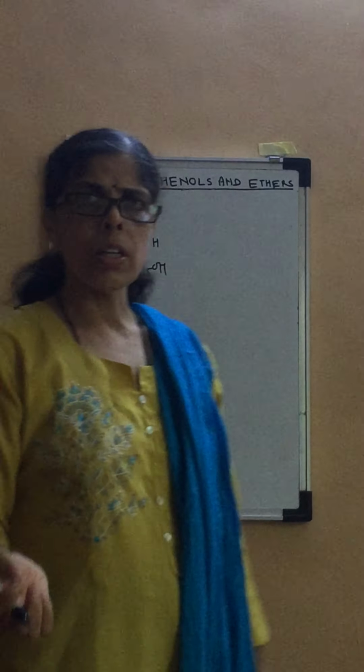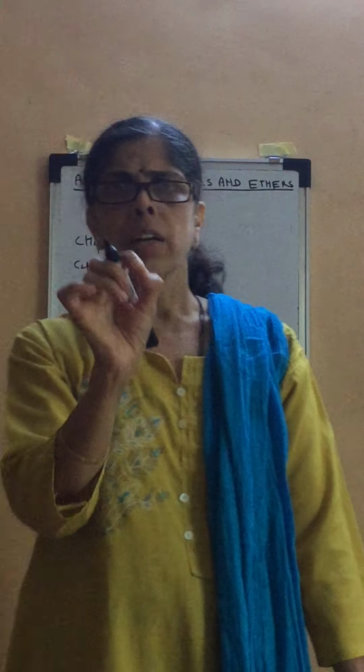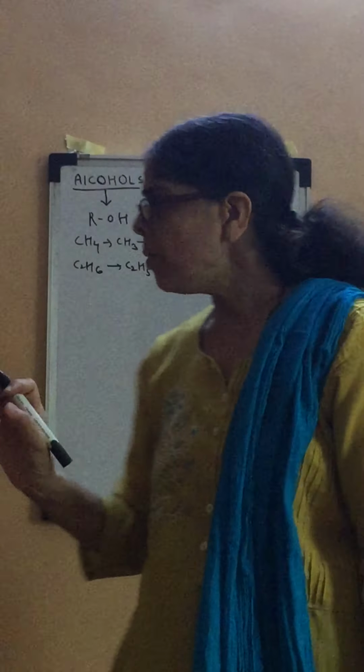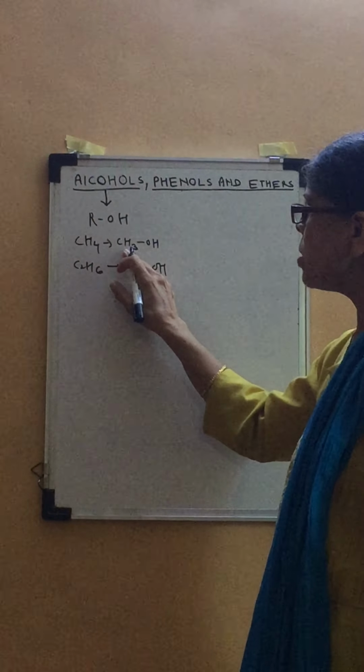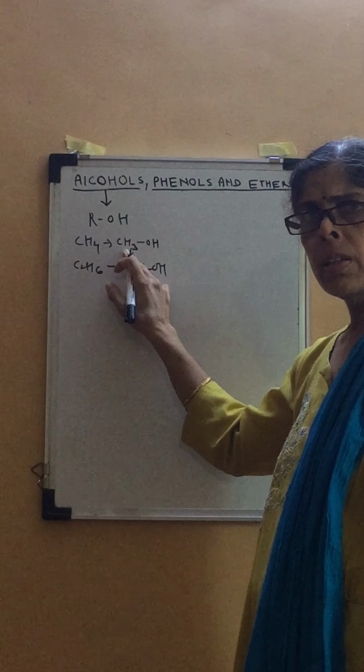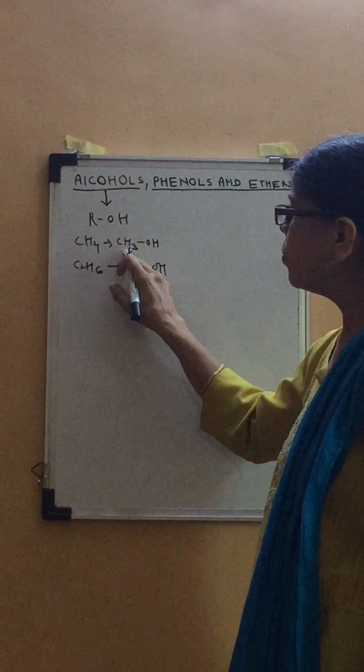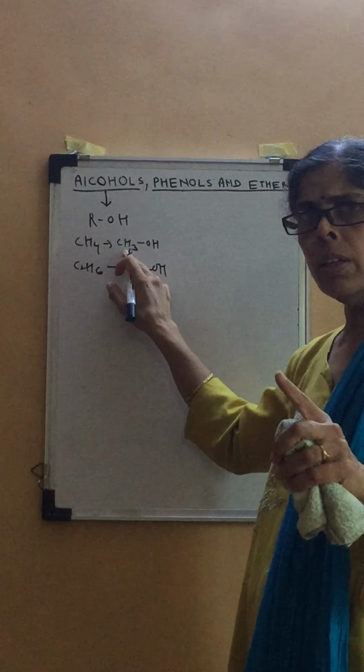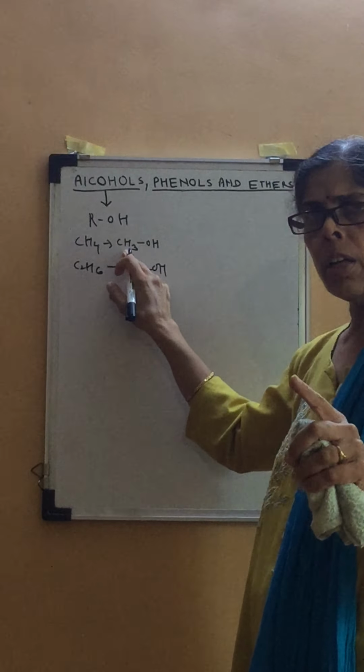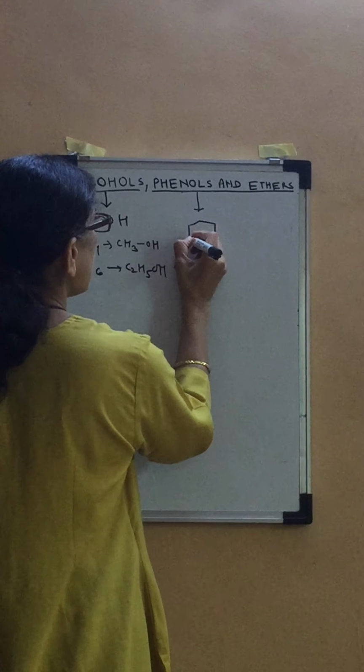So what are alcohols in general? Alcohols are hydroxy derivatives of alkanes. Basically they are alkanes, obtained by removing one or more hydrogen atoms. Not only one, it can be more also. One or more hydrogen atoms from alkanes are substituted by hydroxyl groups. Those are alcohols. Phenols.